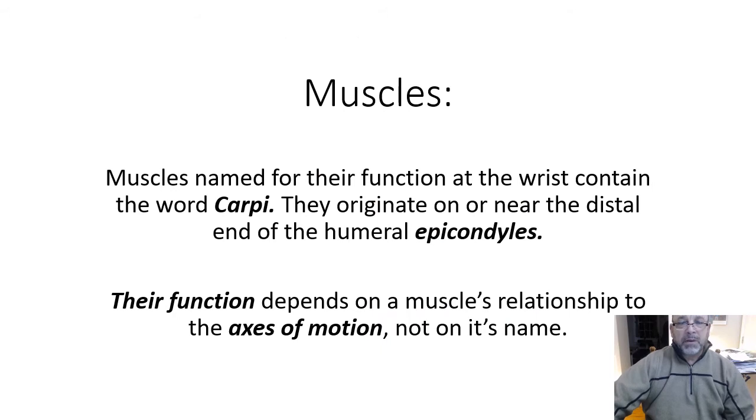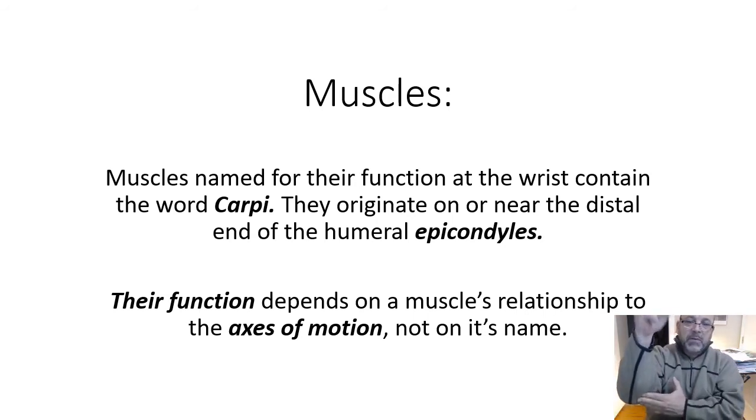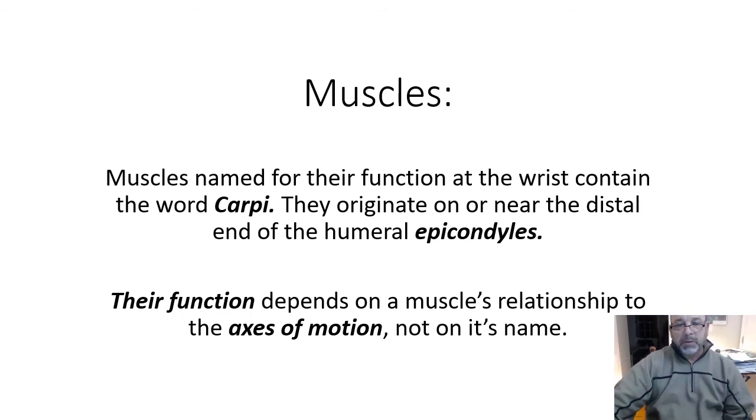Muscles are named for their function at the wrist, and they contain the word carpi if it's at the wrist. And they originate on or near the distal end of the humerus, at the epicondyles. So you have a lateral epicondyle and a medial epicondyle. The extensors generally come from the lateral epicondyle, and the flexors generally come from the medial epicondyle. And their function depends upon the muscle's relationship to the axis of motion, not on its name.